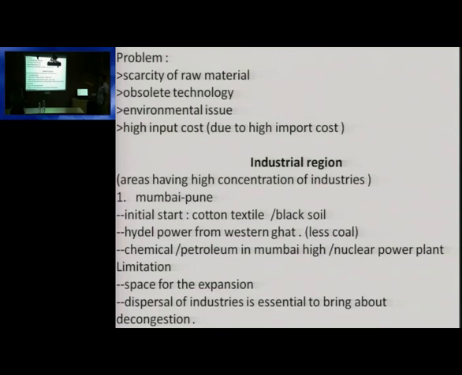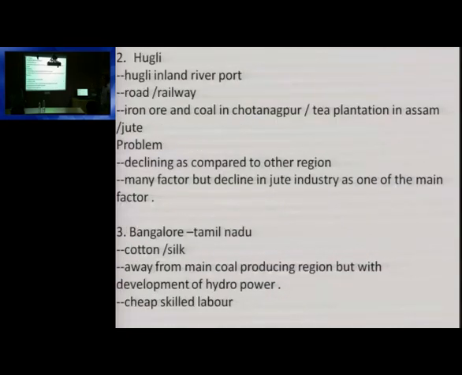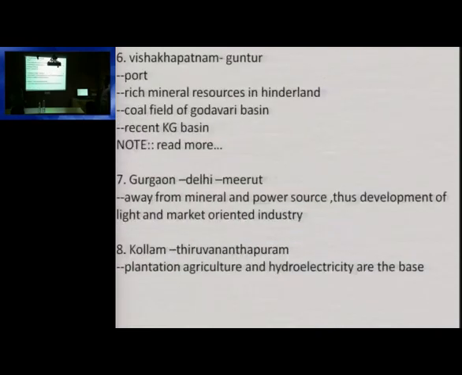Okay. Industrial regions, you just go through. I have tried to explain this, that's why I just gave it to you in bullet points. But anyway, it's very easy. Hugli, Plantation. These are industrial regions: Vishakhapatnam, Guntur, Gurgaon, Delhi, Meerut, Kollam, Chotanagpur.